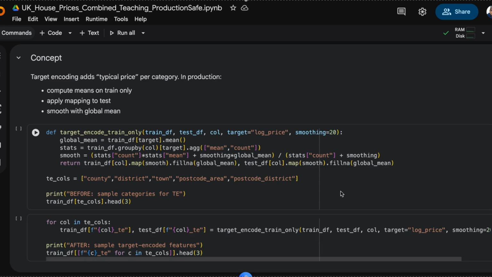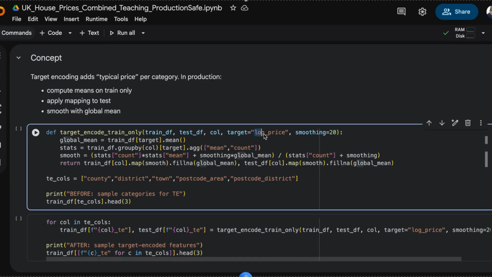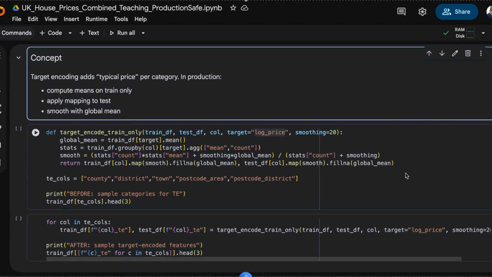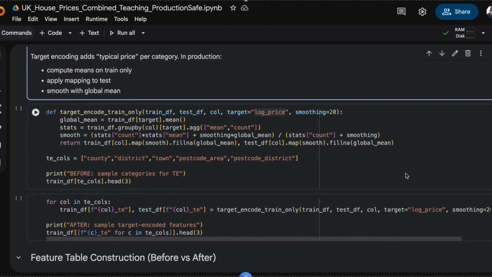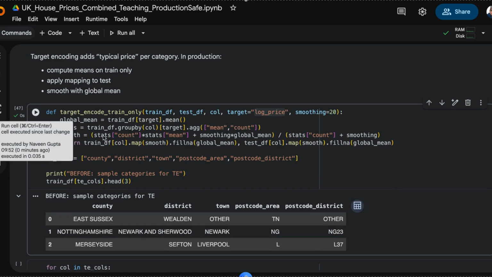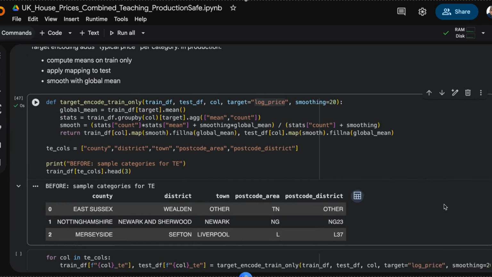Target encoding replaces each category with the average value of the target variable for that category. In our case, for each town, district, or postcode area, we compute the average log price in the training data. So instead of representing London as a string, we represent it as the typical log price observed in London. That's powerful. Target encoding directly captures price behavior.